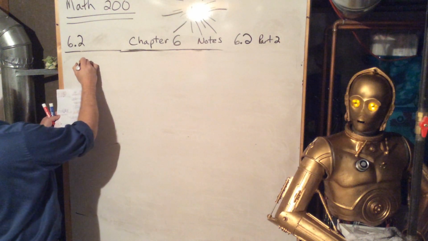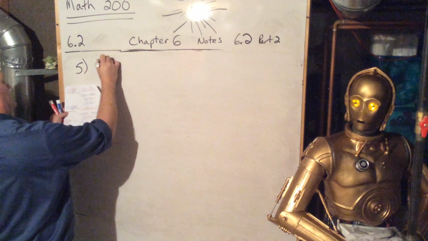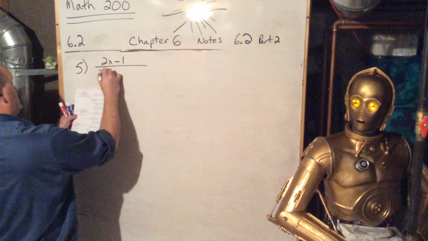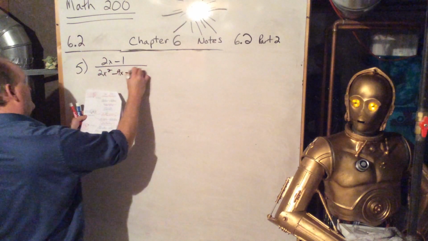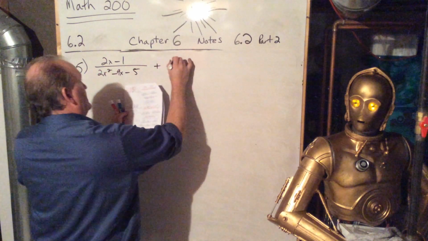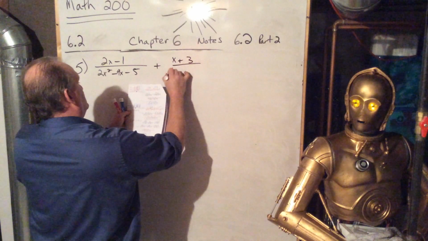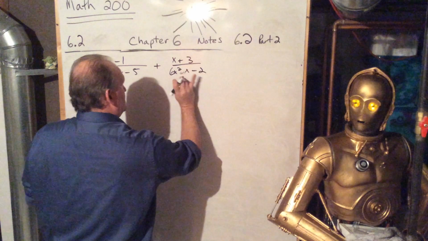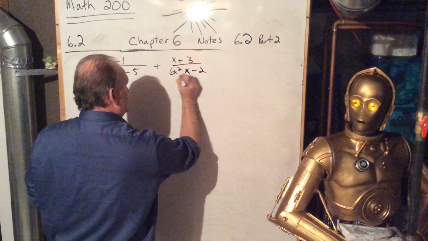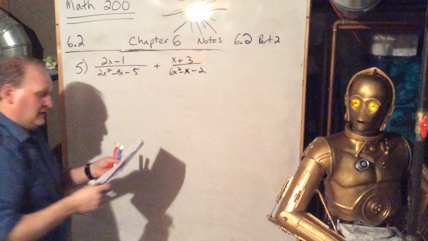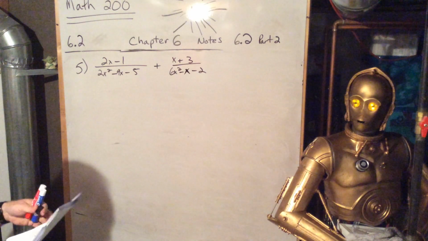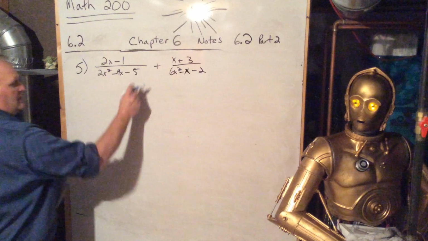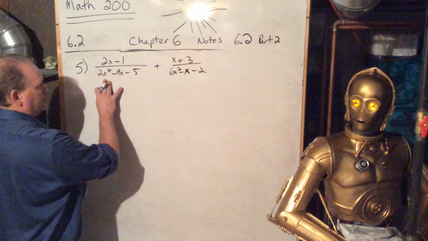So number 5, we're looking at (2x minus 1) over (2x squared minus 9x minus 5) plus (x plus 3) over (6x squared minus x minus 2). All right, so, oh boy. This one's going to be a little on the ugly side because we have to do factor by grouping.